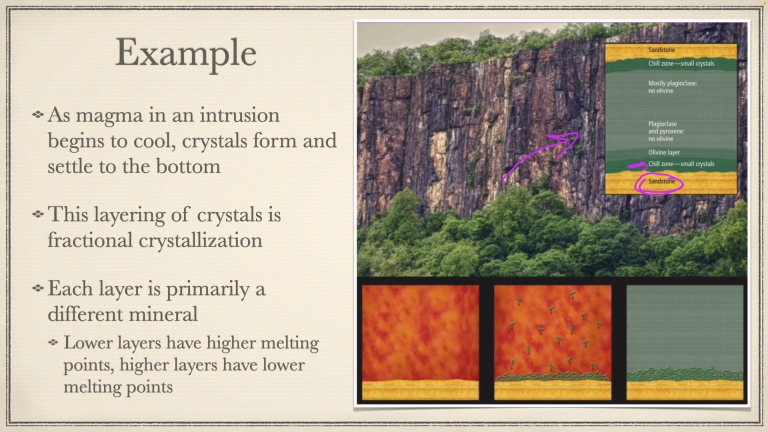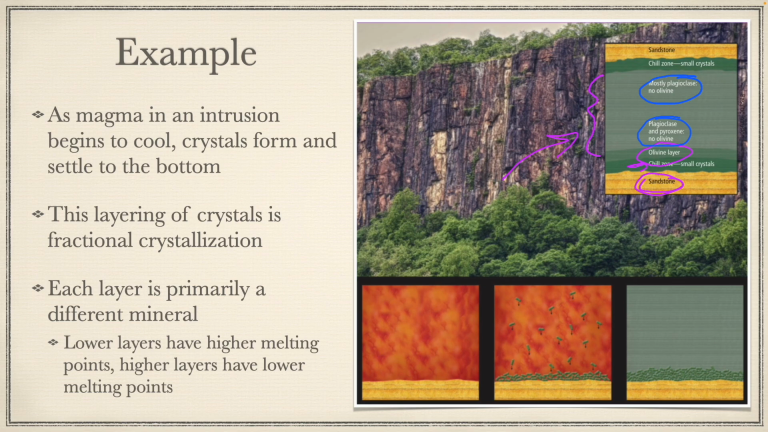Then you have this area here between the two chill zones where you have the main molten body of magma. And then as it cools, crystals form and they start to settle at the bottom. So you get this olivine layer down here maybe. And then above that you get this plagioclase and pyroxene, but no olivine produced here. And then mostly plagioclase, no olivine up here. So this layering of crystals is fractional crystallization.